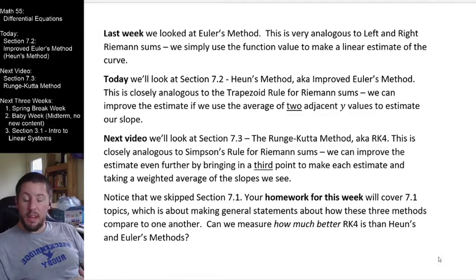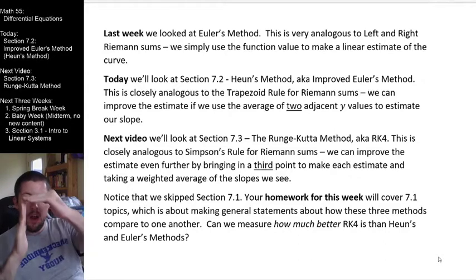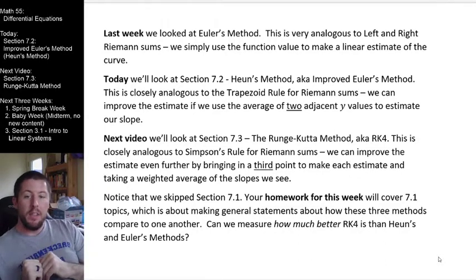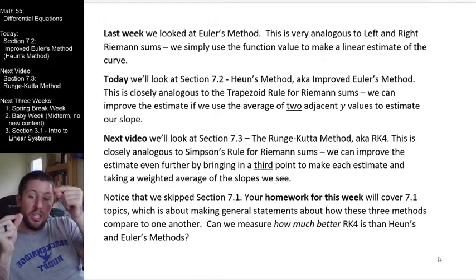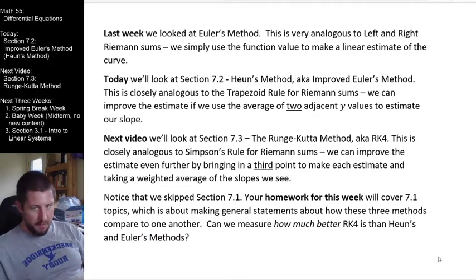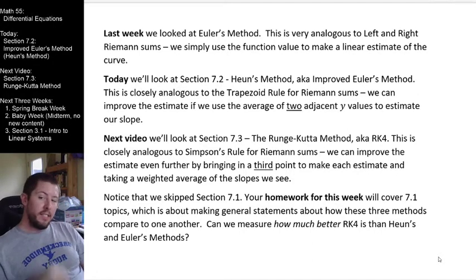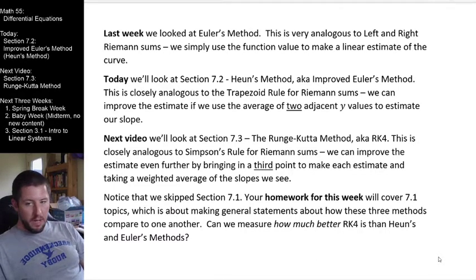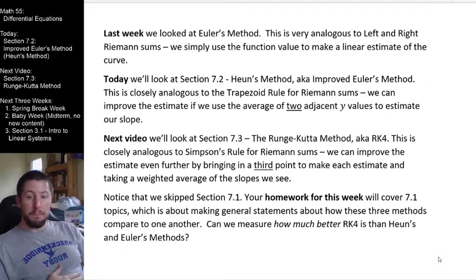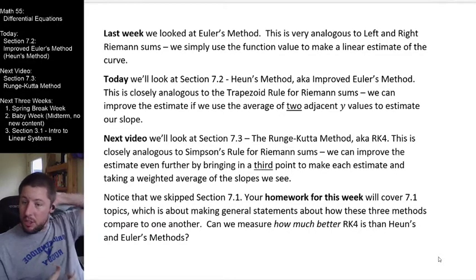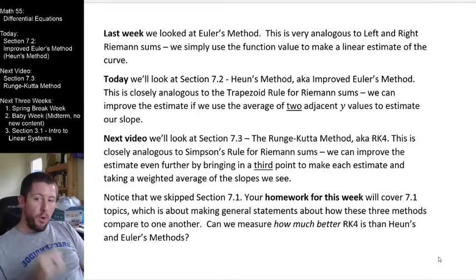We can improve the estimate if we, instead of just looking at a single y value, like with the left and right Riemann sums, where one y value is the corner of your rectangle, the trapezoid rule says, let's consider two adjacent y values, average their heights, and use that as our height estimate each time. That gave us much improved estimates in Calc 2 for our integrals. It's going to be the exact same idea, and it's going to give us much improved approximations to our differential equations here. So basically today, you should think of today as being analogous to upgrading from left and right Riemann sums to the trapezoid rule.